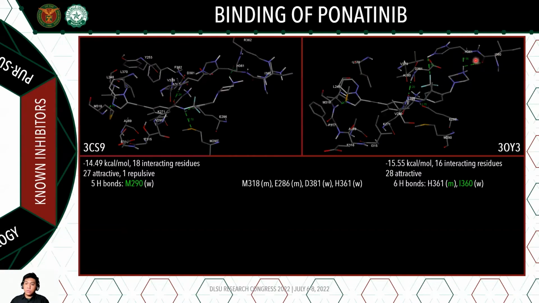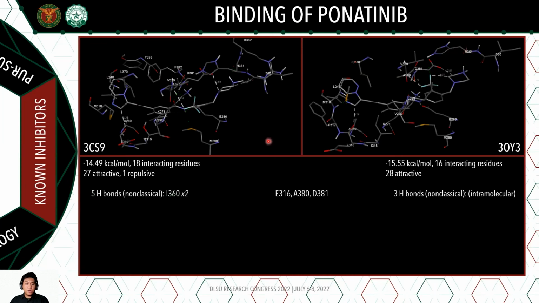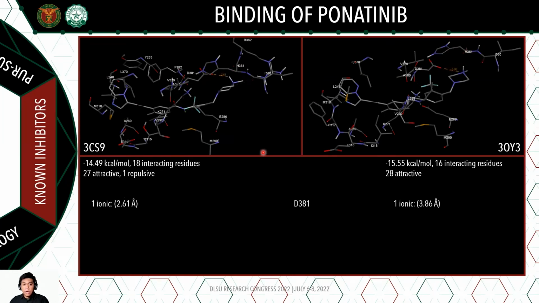So hydrogen bonds with those residues were observed. Some of the newly observed hydrogen bonds are those with the sulfur of M290 with the amide, and the trifluoromethyl group that forms a hydrogen bond with the protonated imidazole of H361. We can also see here some non-classical hydrogen bonds, and ionic interactions between the N-methylpiperazine, the protonated, the positive charge here, and the carboxylate group of D381.